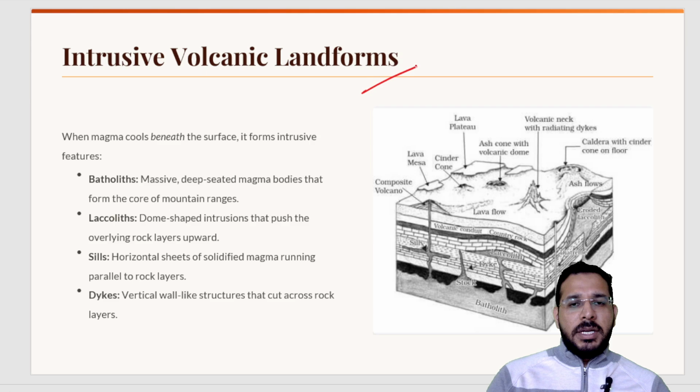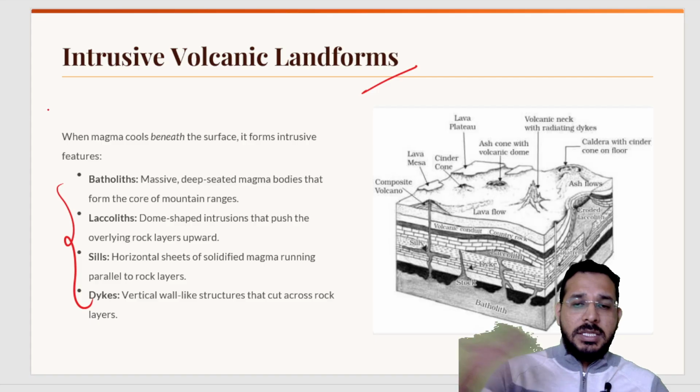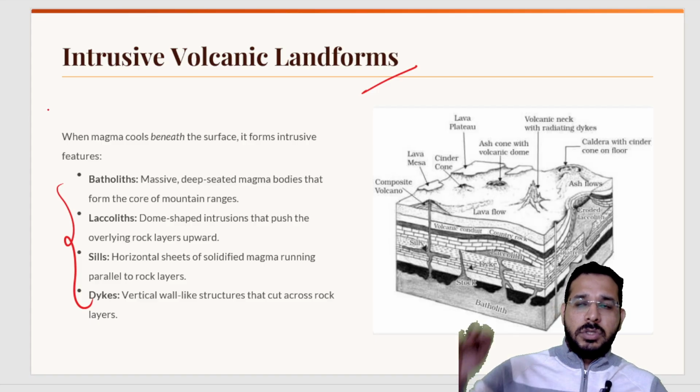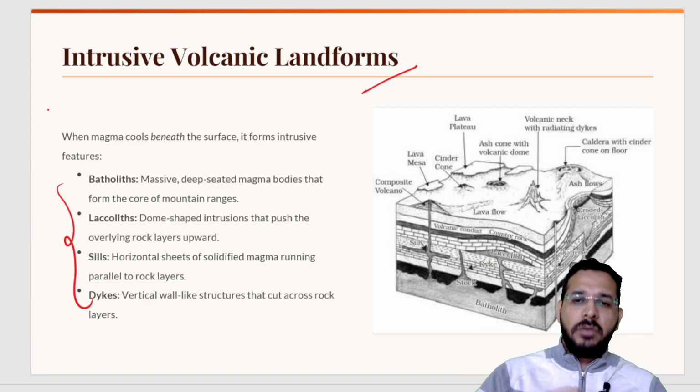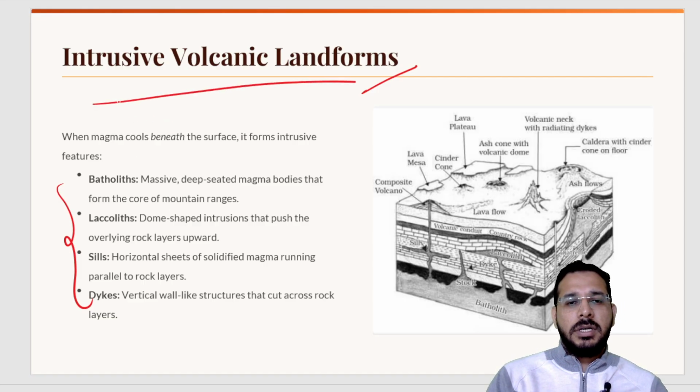So I have given some additional information here about the volcanic landforms. So with volcanoes, we have different types of landforms. Imagine these are all intrusive, meaning these are the landforms which are forming inside the surface of the earth, below the layer of the crust. If this is the surface of the earth, they are not above the surface, they are below.